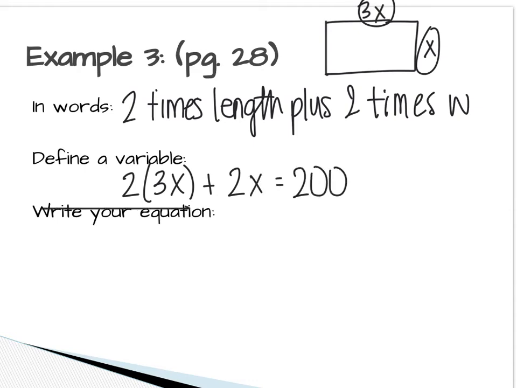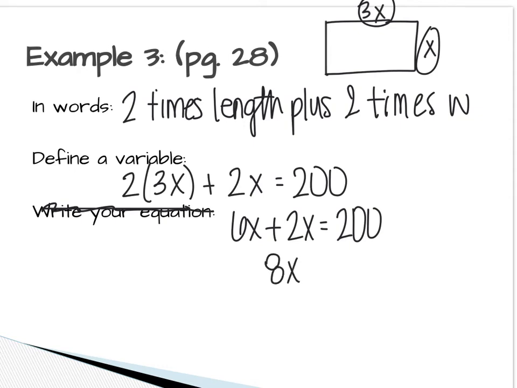So when we defined our variables, we also wrote our equation, so we don't have to do the next step. And now we'll just solve it. So 2 times 3x is 6x plus 2x equals 200. So the first step in solving an equation is to simplify the equation. Then combine like terms. So it's going to be 8x. And then do your inverse operations. So we'll just divide by 8, and you get x equals 25.